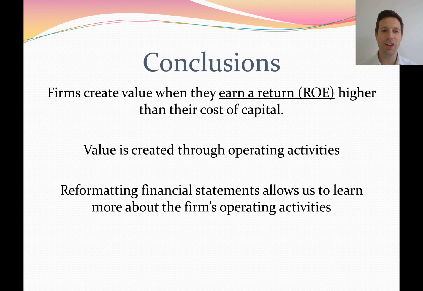So in conclusion, firms create value when they earn a return higher than their cost of capital. And firms are likely to earn a return higher than their cost of capital only from their operating activities. So we've just reformatted the financial statements so we can get a much better idea of what the firm's operating versus financing activities are. Because the financing activities might influence the return on equity, but they're not going to influence the actual value creation and drive share price growth. So reformatting financial statements allows us to learn a lot more about the firm, and it's really going to help us move forward with our financial statement analysis.